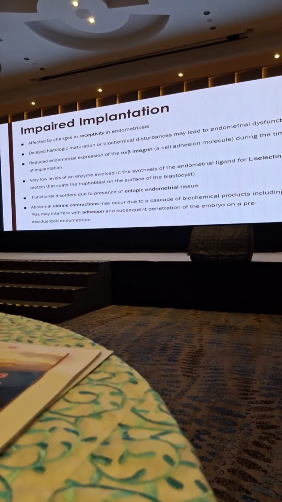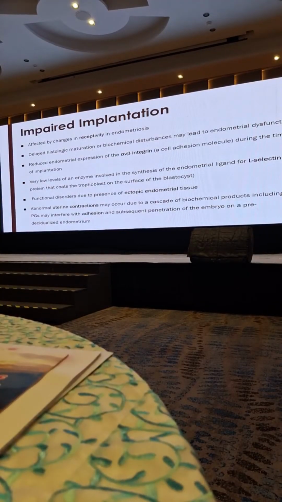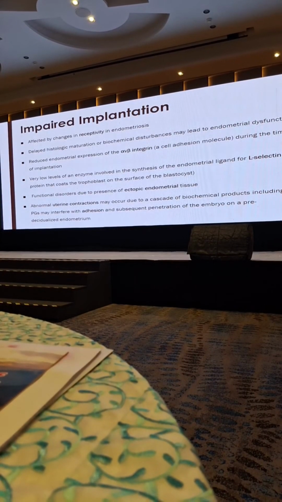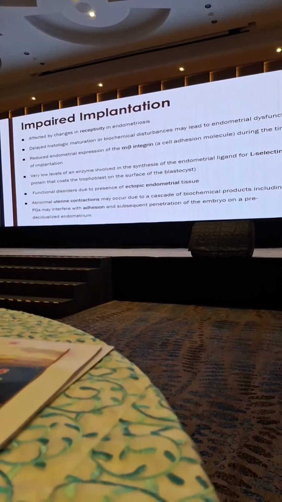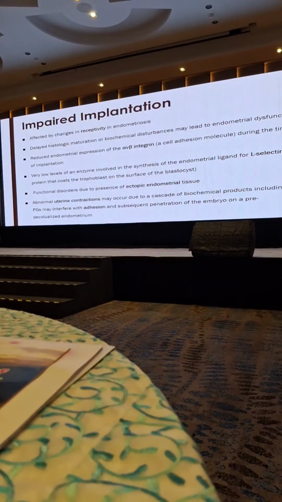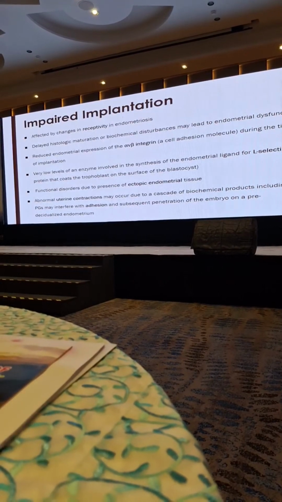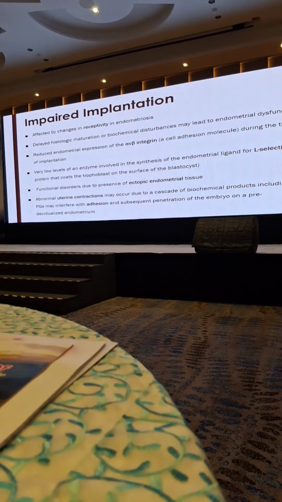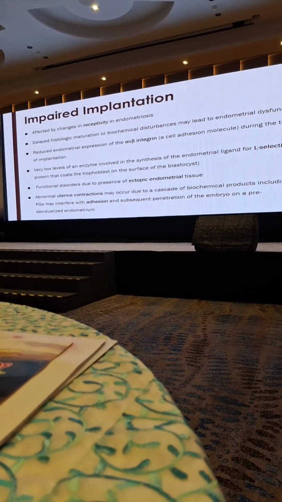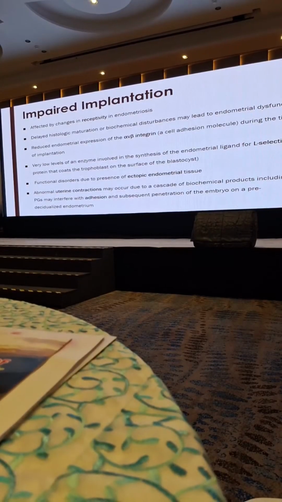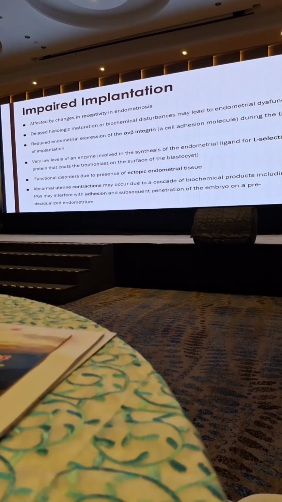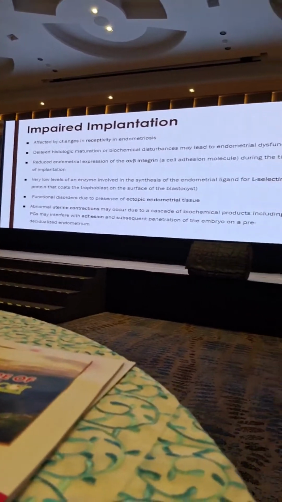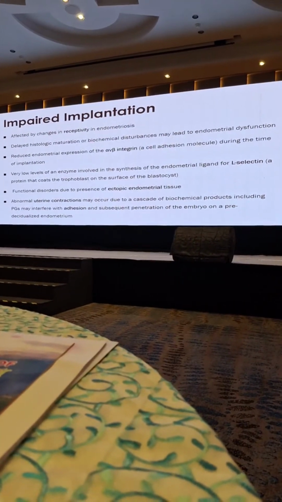Implantation is definitely affected by changes in receptivity in endometriosis. Delayed histologic maturation or biochemical disturbance may lead to endometrial dysfunction. Reduced endometrial expression of the alpha-5 integrin, a cell adhesion molecule, at the time of implantation. Very low levels of an enzyme linked to synthesis of the endometrial ligand for L-selectin, a protein that coats the trophoblast surface. Functional disorders due to the presence of ectopic endometrial tissue and aberrant uterine contractions are some of the factors which can lead to impairment of implantation in a case of endometriosis, and that is why it is said to give GnRH treatment before you do a frozen embryo transfer in cases of implantation failure with endometriosis.